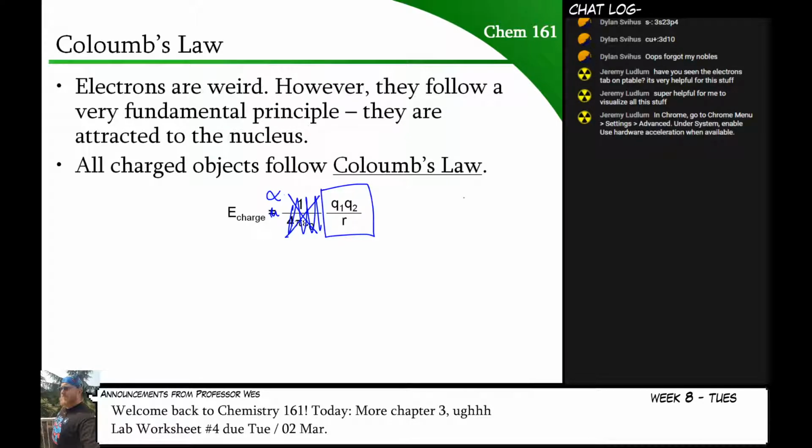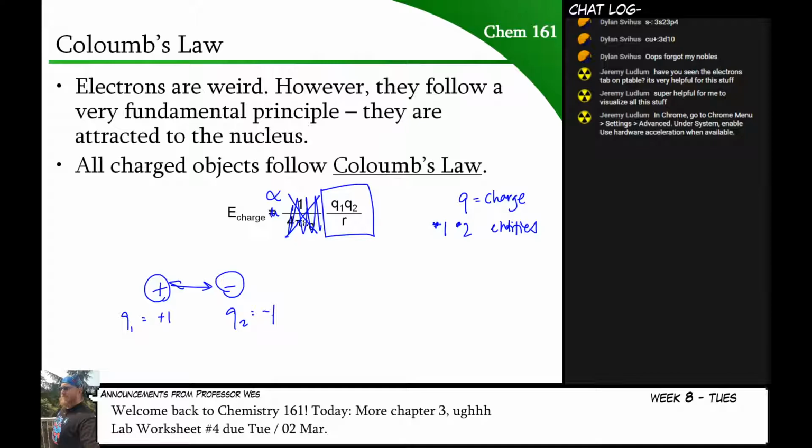So what are Q? Q is charge. And number 1 and number 2 are the entities that we're looking at. So for example, if I was looking at a proton and an electron and how they were attracted to each other, Q1 would be positive 1 and Q2 would be negative 1 for our purposes.